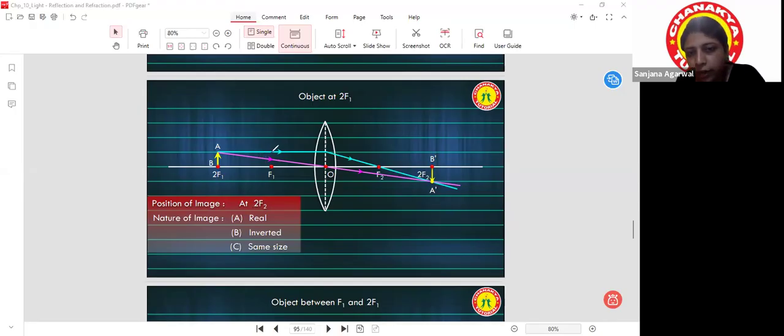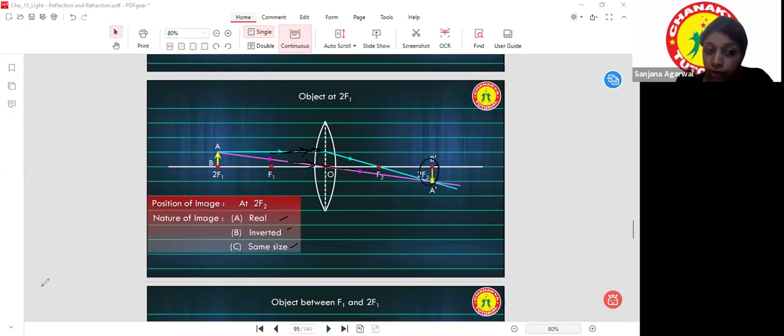First rule: a straight ray parallel to the principal axis will pass through the focus, and another ray passing through the optical center will pass straight, being incident perpendicularly. So they are meeting at 2f2. That is like another center of curvature. The image obtained will be real, inverted and the same size.